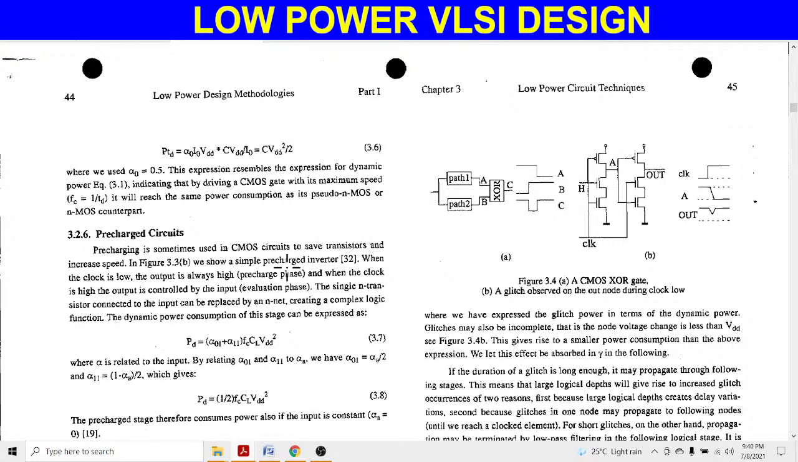When the frequency is low, the input pulses are provided at long time intervals, so the time difference between two pulses is very high. When the clock is low, meaning the input is 0, in the case of an inverter the output will be high.